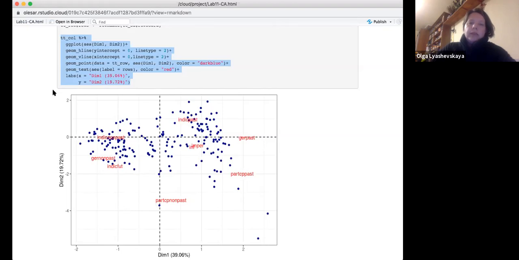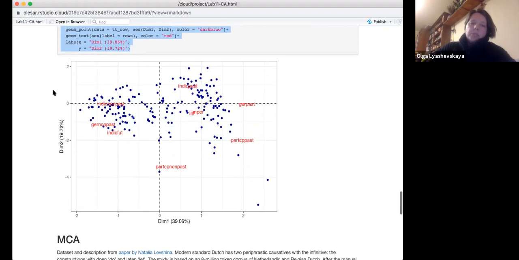Because remember, in this case, we have a lot of levels in our factor for grammatical category. Yeah, and you see what happens here. So in this plot, we see that explained variance is about 49, well, about 60%, yeah. Now we can just interpret what happens in this plot.